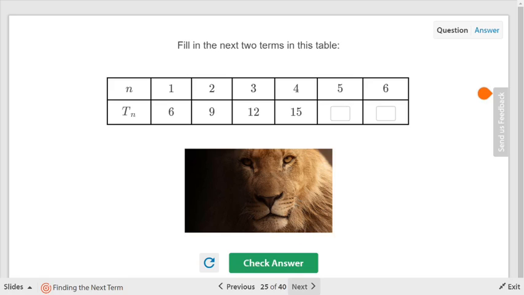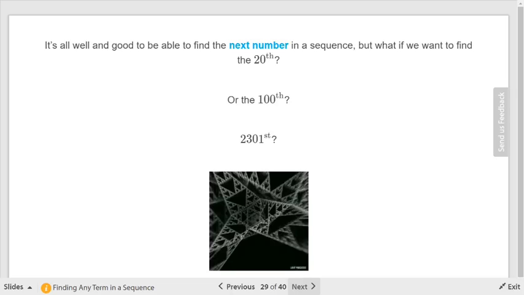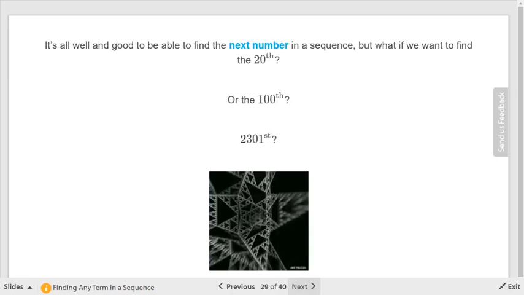All right, here we go. It's all well and good to find the next number in the sequence, but what if you want to find the 20th number, or the 100th number, or the 22,301st number? You would go n times the number. Is it always going to be times? Sometimes. By building a rule. So what we're going to do is learn how to write a rule for those. And we talked a little bit about this. We really don't want to count through all those numbers, 2,000 numbers, right?